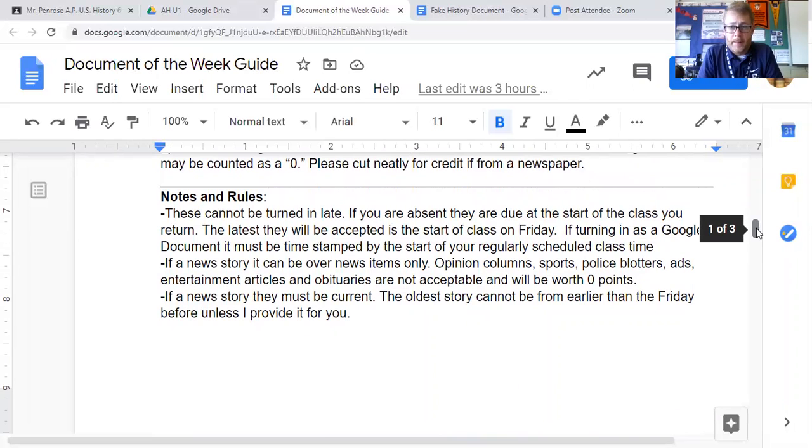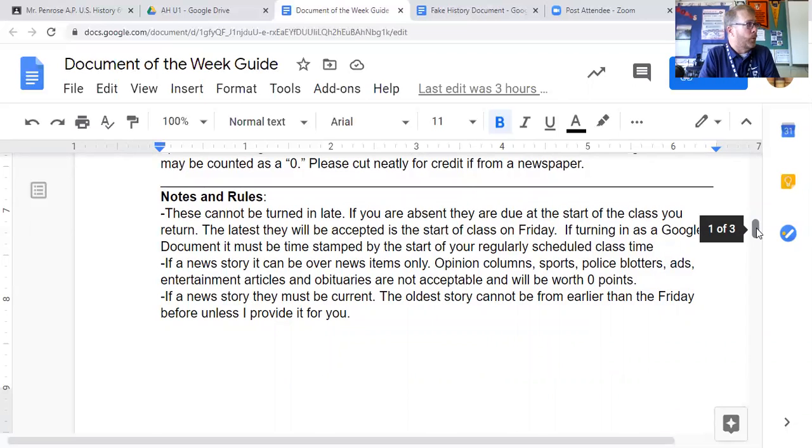Notes and rules. They cannot be turned in late. They're the one thing I do not take in late at all. They are due by the start of your class on Friday. This is kind of a life test here. There's virtually no career you could possibly choose that you won't have deadlines. So that's the deadline. It's got to be in. It's not the end of the world if you miss it, but you don't get credit for that assignment if you don't get it in on time.